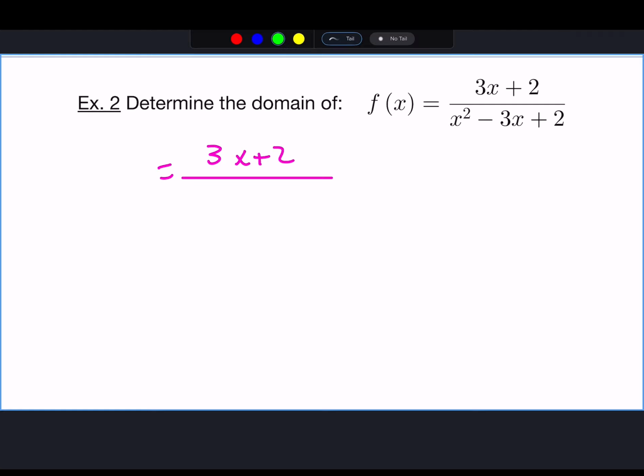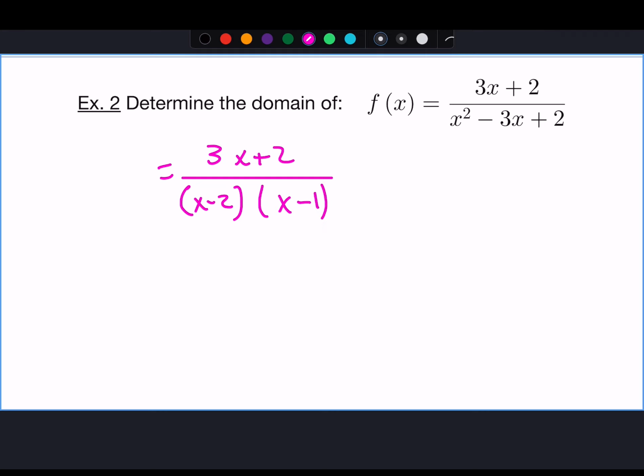I'm about to factor this denominator, the whole thing. I have graded that part of your tests, so I might go back and revisit factoring if you don't remember how. So we're looking for the factors of 2 that, when we subtract them, we get -3. -2 and -1. So x minus 2, x minus 1.